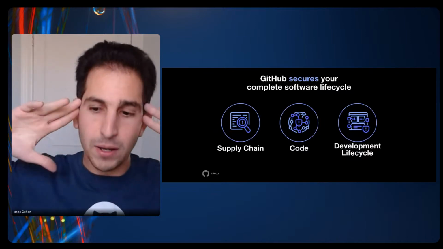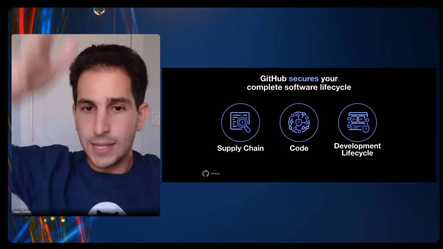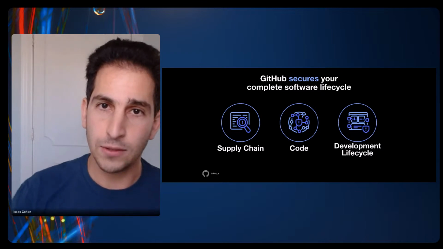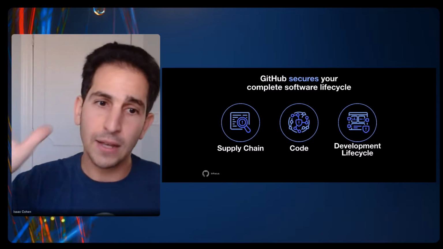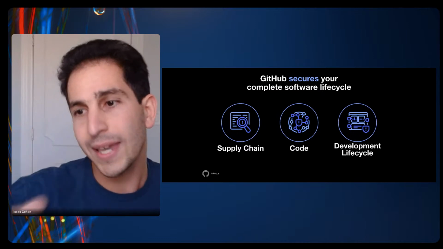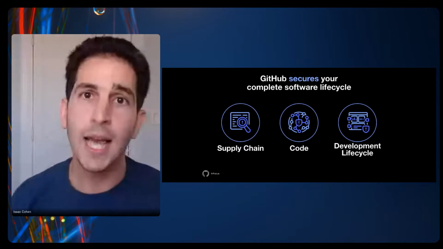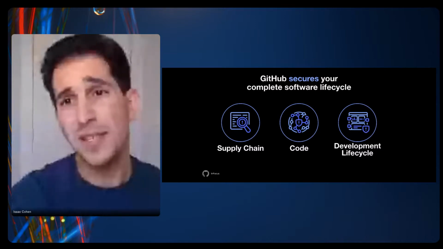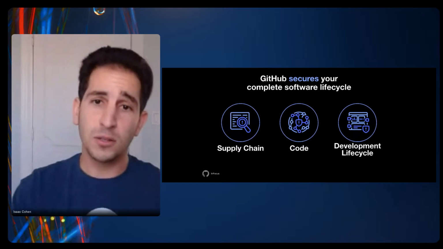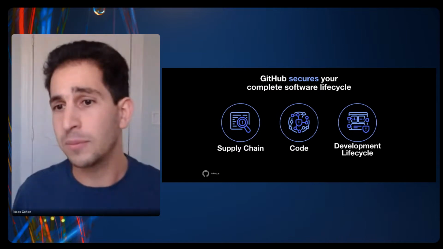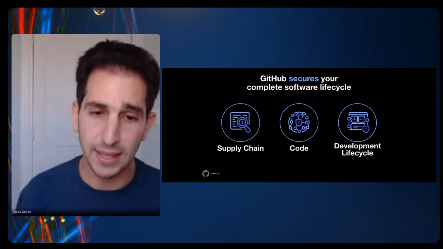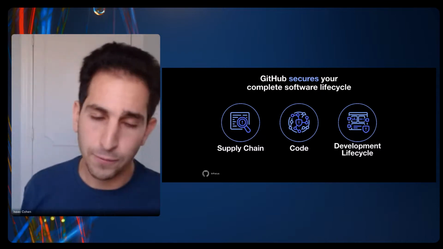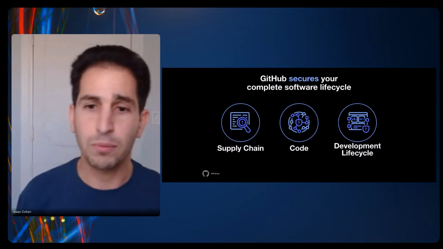So when I think about GitHub Advanced Security, I think about these three different pillars that we focus on. One is the supply chain. GitHub secures your complete software lifecycle. In the supply chain, we're looking at your open source dependencies and giving you alerts. Do you have any vulnerabilities associated with those dependencies? Because all of open source lives in GitHub, it's very easy for us to supply that information to you for your specific projects.